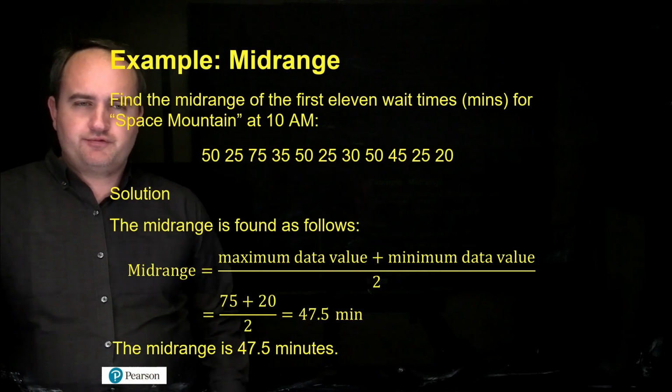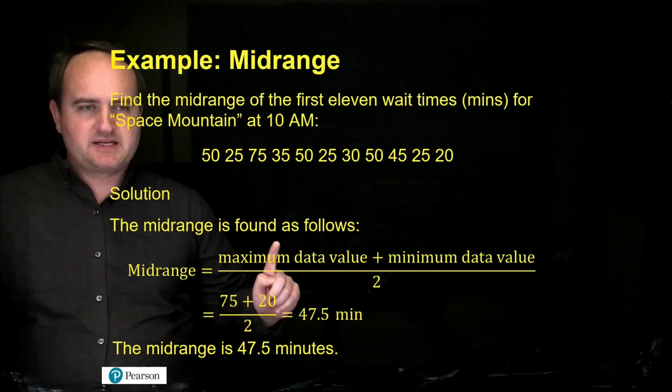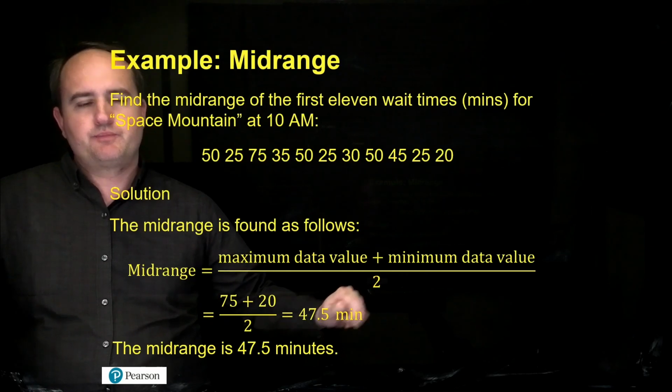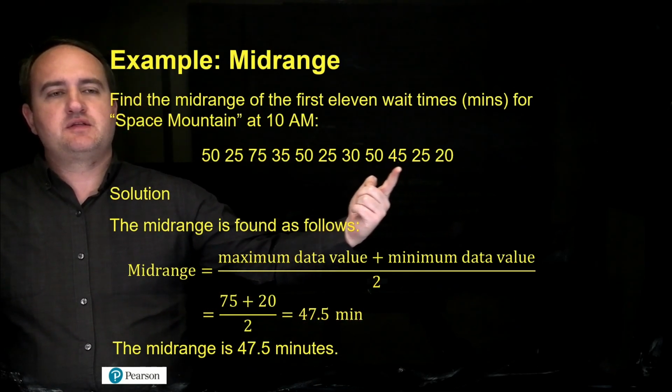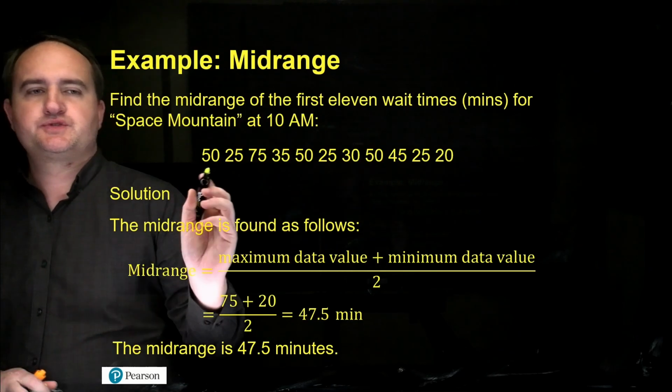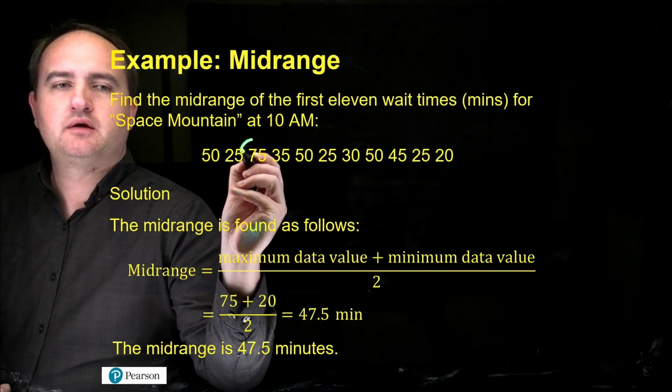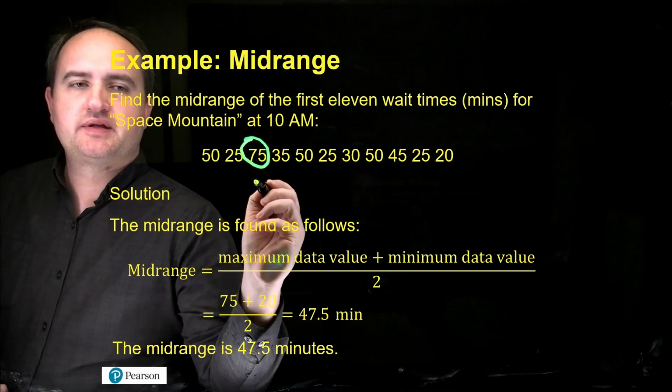Okay, so all you do is use the formula. Mid-range equals maximum plus minimum divided by 2. So here, for these data values, we can see that the maximum is the largest data value, which is going to be 75. That's our max.